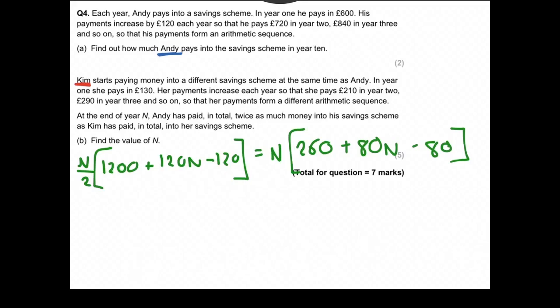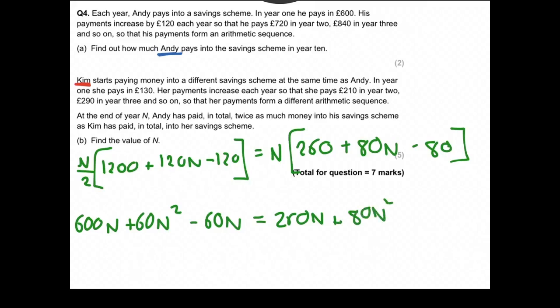Okay, so we're going to get 600n plus 60n squared minus 60n equals 260n plus 80n squared minus 80n. Okay, I could divide everything by n. The reason I didn't is because obviously when n is 0, it's the same, but yeah, I think in this case we can probably cancel that. Remember, if you cancel things on every term, you do lose a 0 solution.